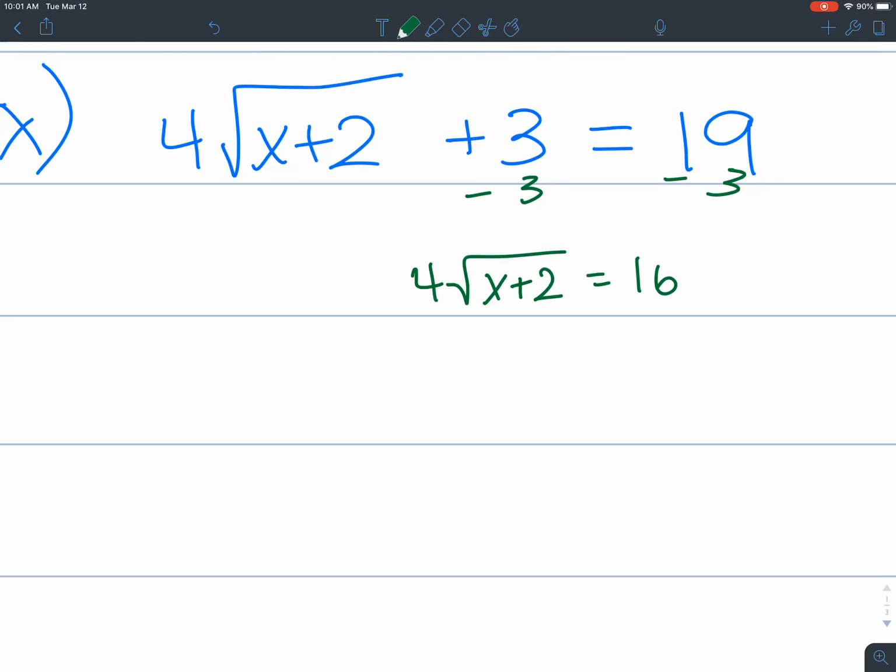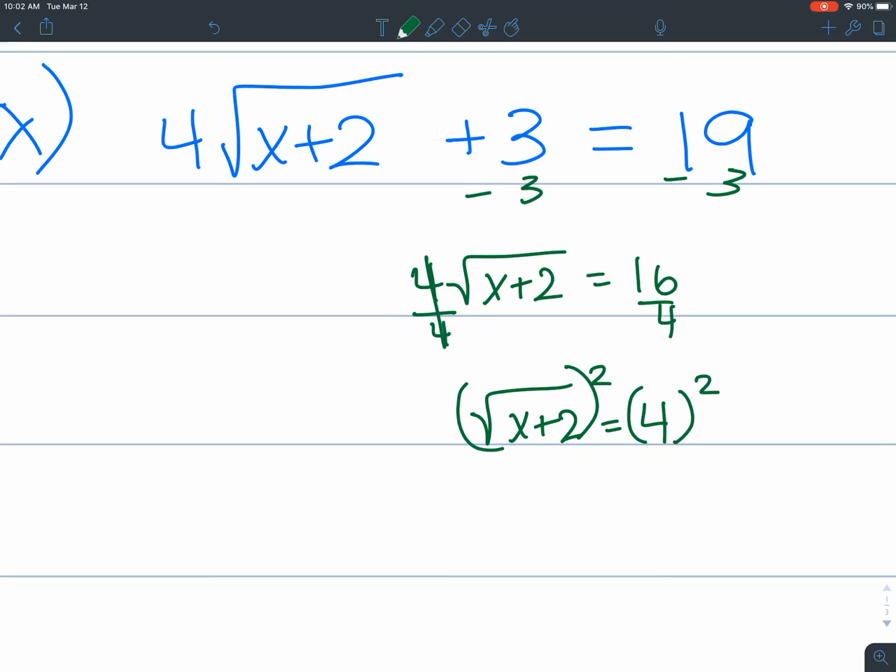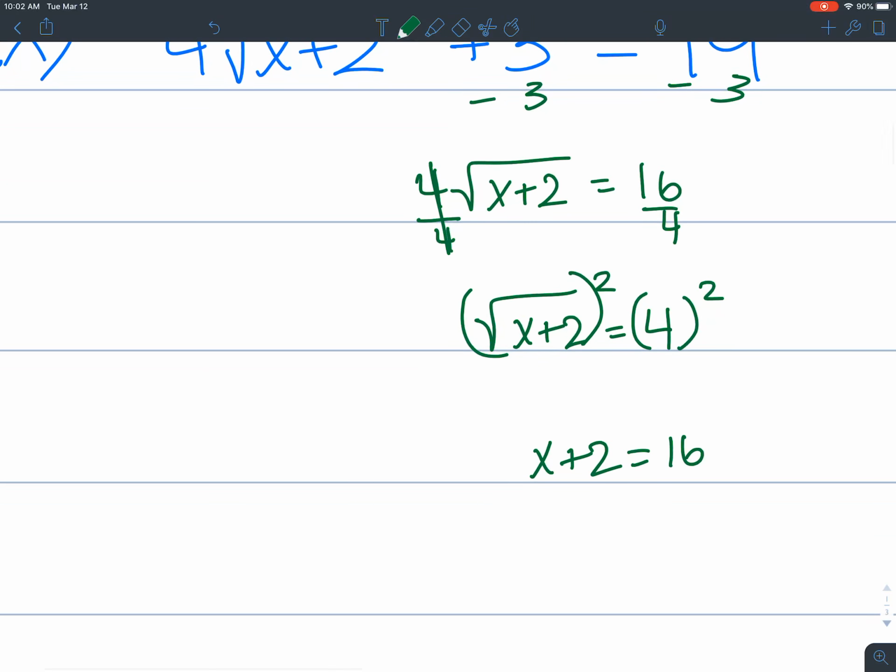The 4 is on the most outside, so I'm going to divide by 4 because it's multiplying. And we get square root of x plus 2 is now 4. Square both sides, and we get that x plus 2 is 16. And subtract 2, and we get that x is 14.